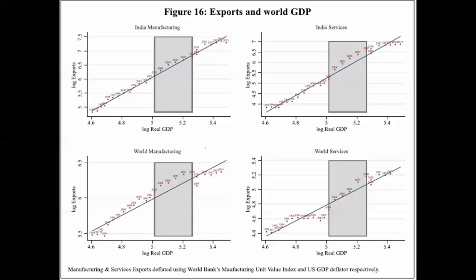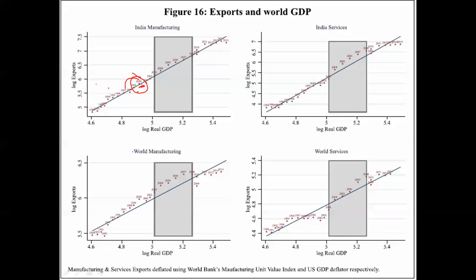So it is noteworthy that in the 2000s, India's exports of manufactured goods and services were above the line of best fit. But note that services outperformed manufacturing. I will show you here. Yeah, I am talking about 2000. This is 2000. Here we see that India's manufacturing is just above the line of best fit.